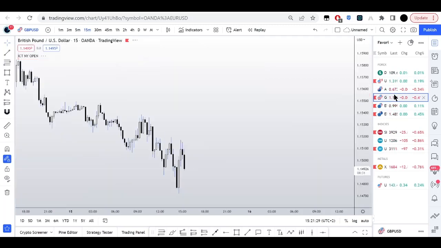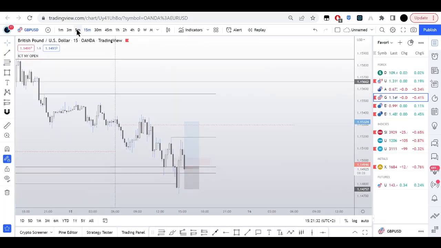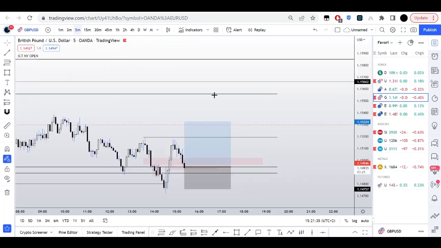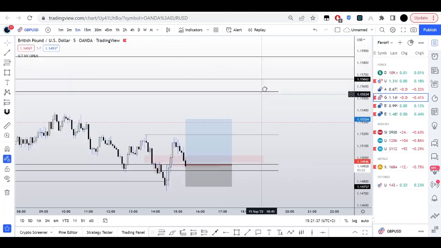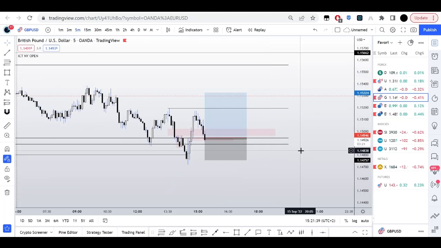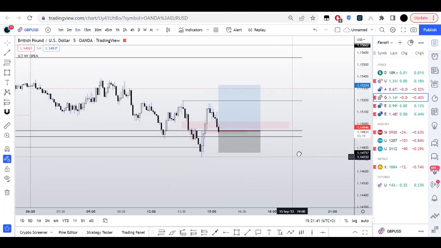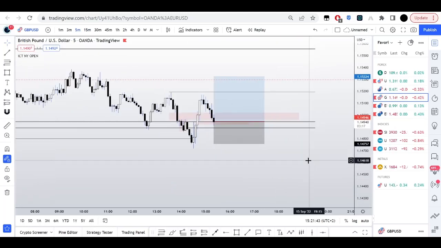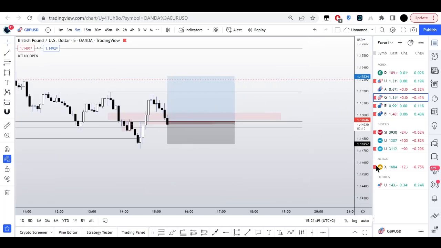Right, back to GU. So yeah, accept the risk. Now we just let price do what it's gonna do. We manage our risk, manage our trade. If we take a loss, we take a loss. Take a break even, take a break even. If it hits our TP, it hits our TP. You know what I mean?